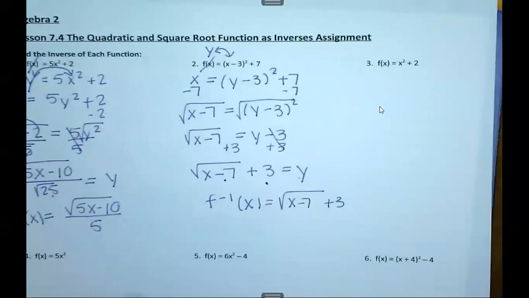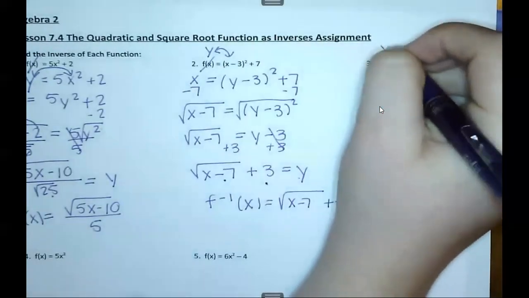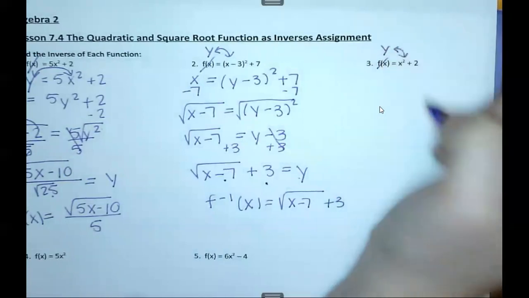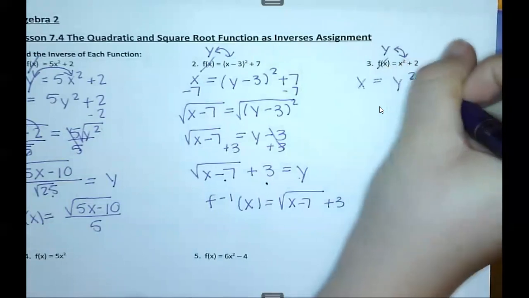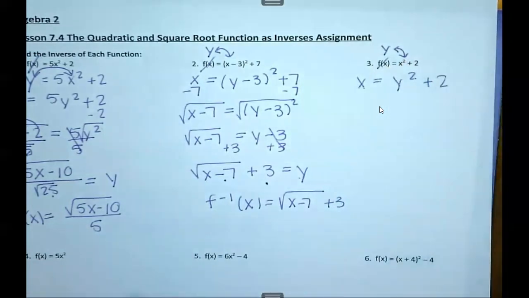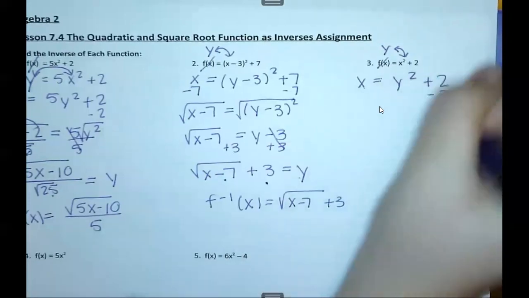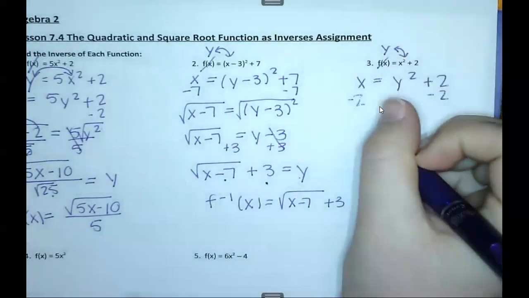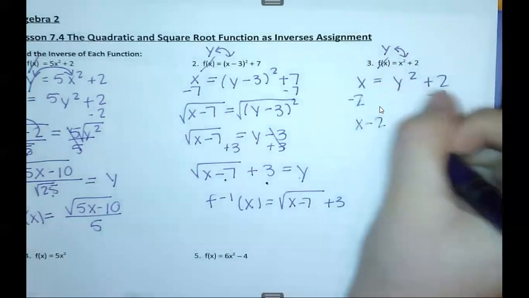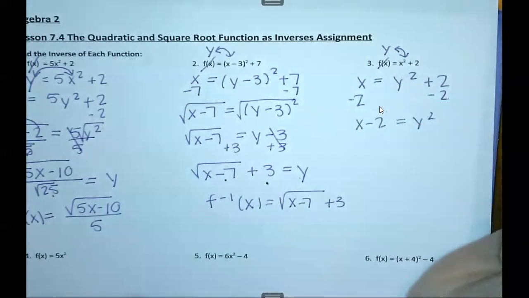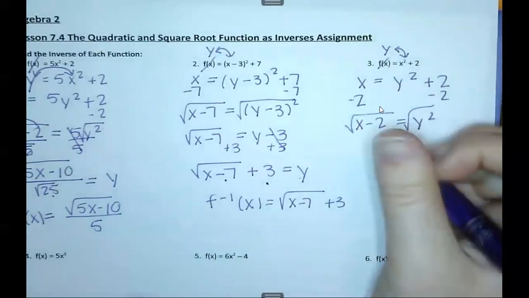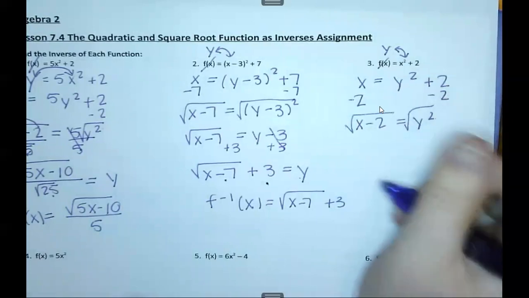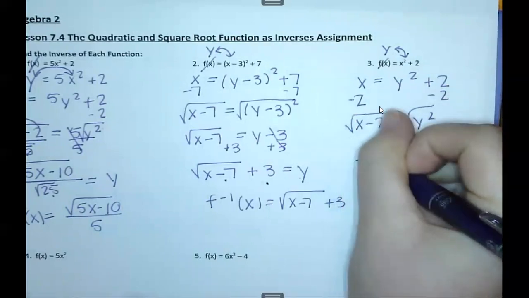All right, number 3. Again, change it to a y, switch your x and y. So you're going to have x equals y squared plus 2. So we need to move the 2 over. So I have x minus 2 equals y squared. And now I need to get rid of the square. My last step is to change the y into inverse.